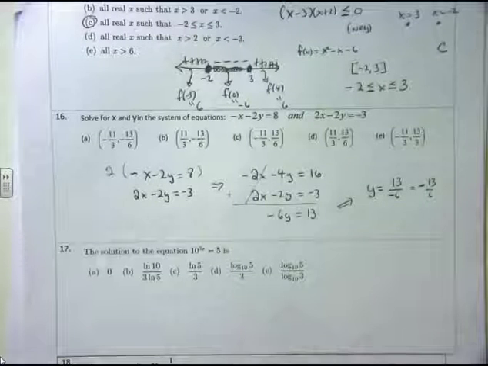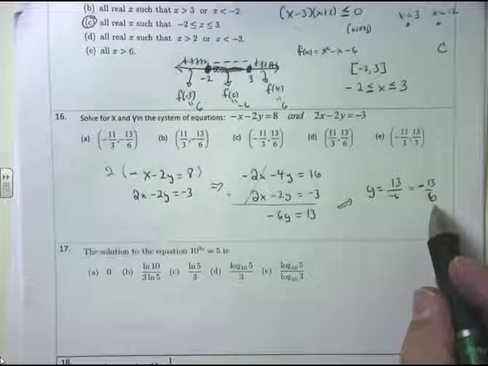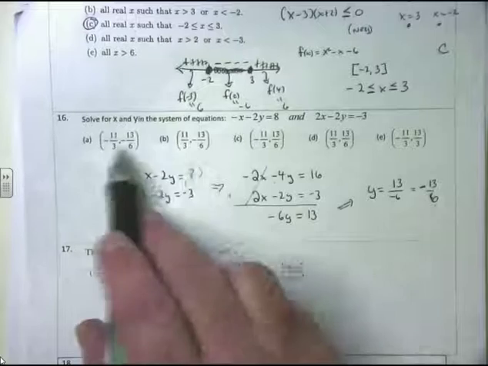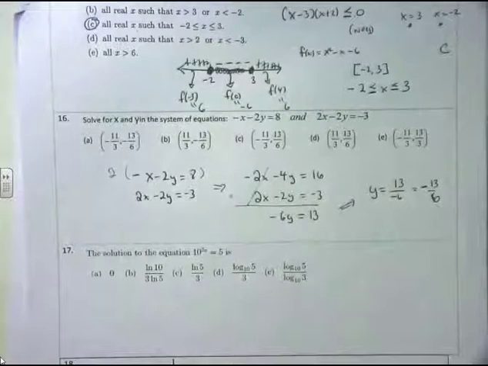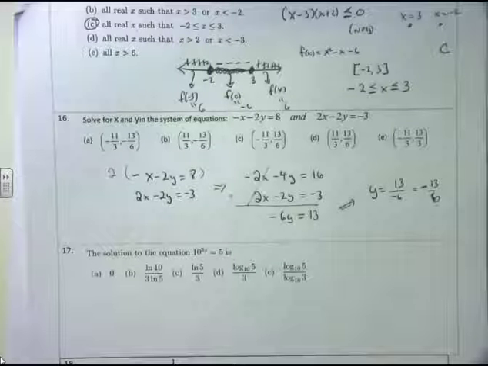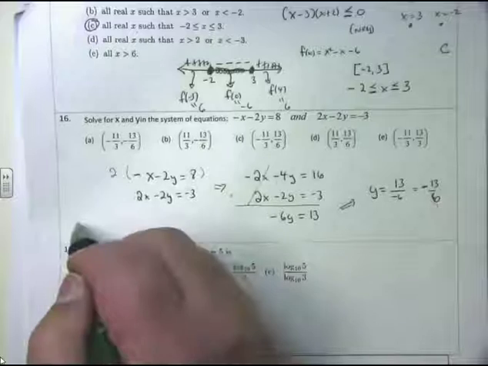Oh yeah, they did fractions on this one. But I got my y number as negative 13/6. So it's either got to be A or B. That's the only one that has a negative 13/6. So it's a 50-50 shot now. To figure out what the x is, I'm going to go back to one of my original equations. I'm going to go back to the top equation, smaller coefficients.